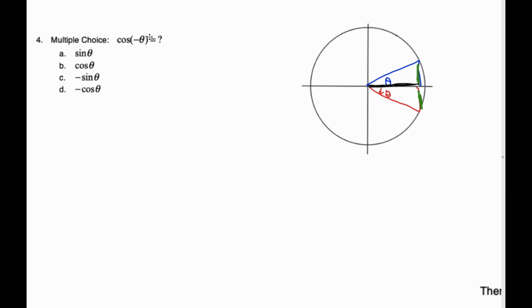So if I want the cosine of negative theta, well, this is the cosine of negative theta. That is exactly the same as cosine of positive theta. And so this is the correct answer as well. While we're here, if I wanted to find the sine of negative theta, well, this is the sine of negative theta. That distance is equal to that distance, but they're opposite. And so this is going to equal negative sine of theta.